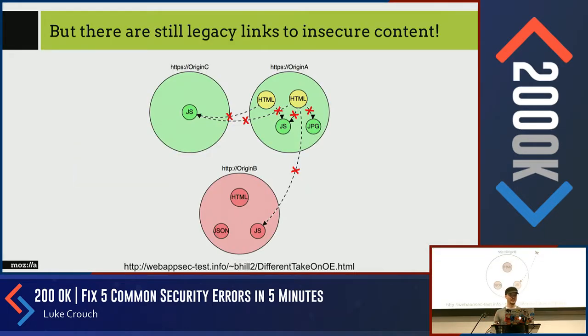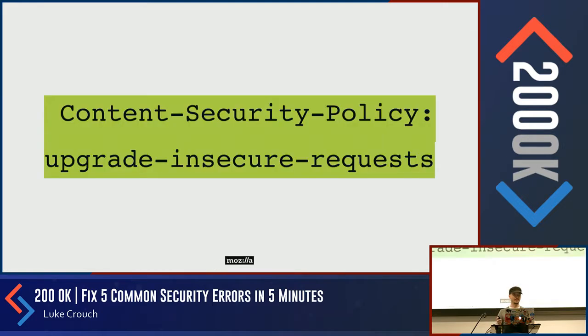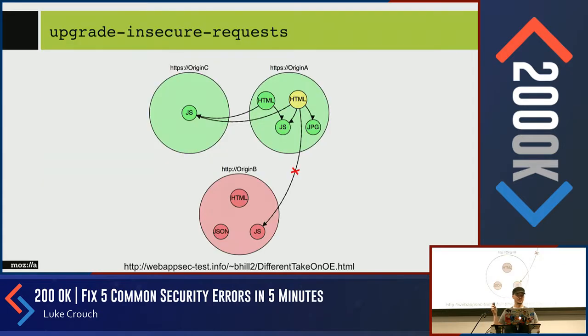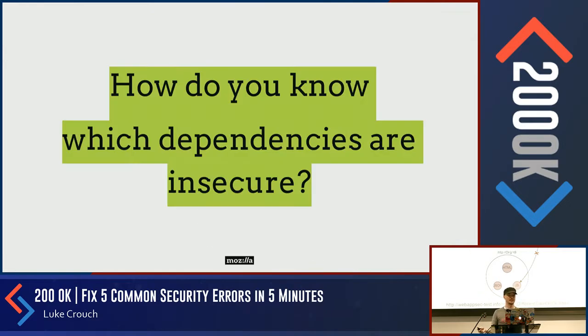But there's still legacy links and insecure content on your site. So how do you fix that? There's a content security policy directive called upgrade-insecure-requests that will take any legacy hard-coded HTTP links and automatically upgrade them to HTTPS for you, so that's nice.